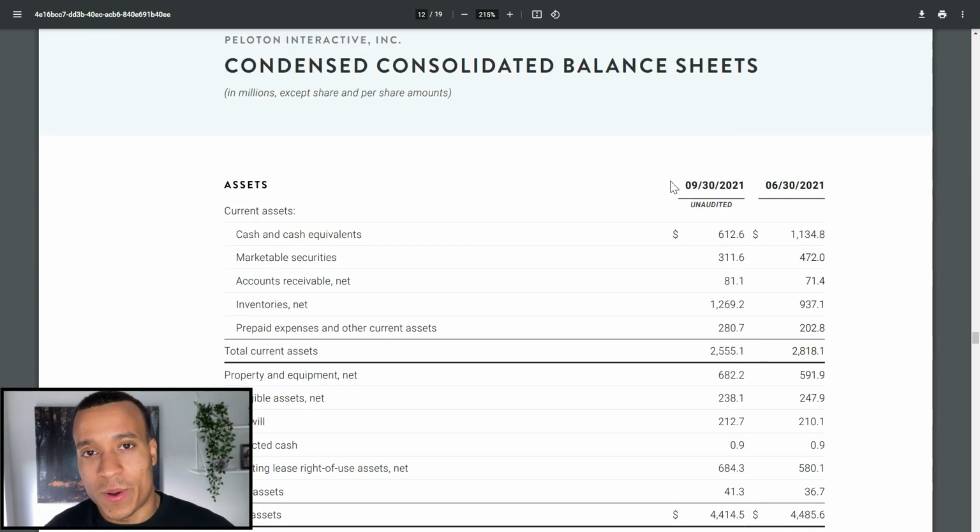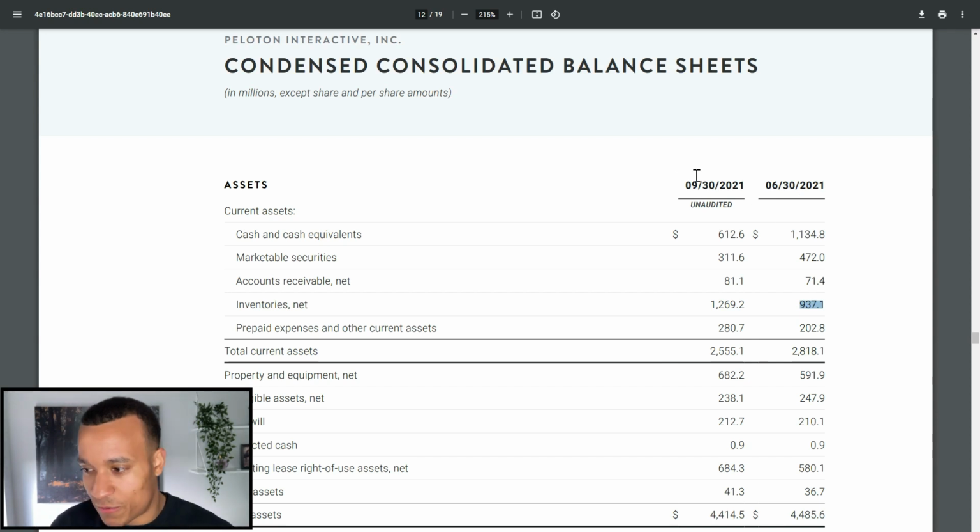So when we move on to their balance sheet, on the face of it, it looks pretty decent. But I'll tell you why that is not the case in just a moment. However, we can see we've got $600 million of cash and $300 million of marketable securities. So we've got around $900 million in total liquid assets. We've also got inventories of $1.3 billion, which has actually increased compared with the quarter prior.